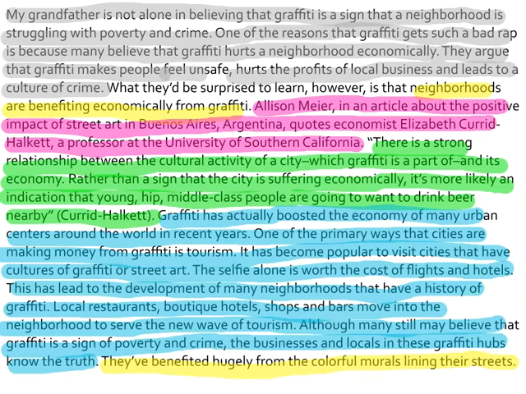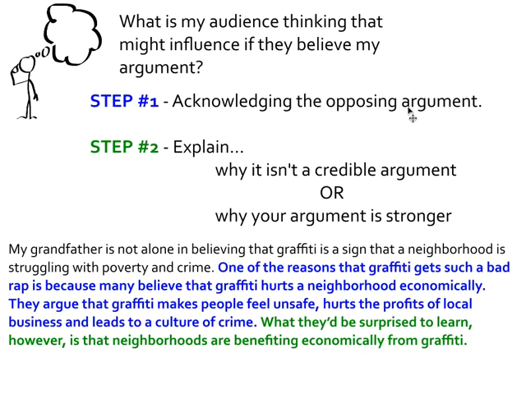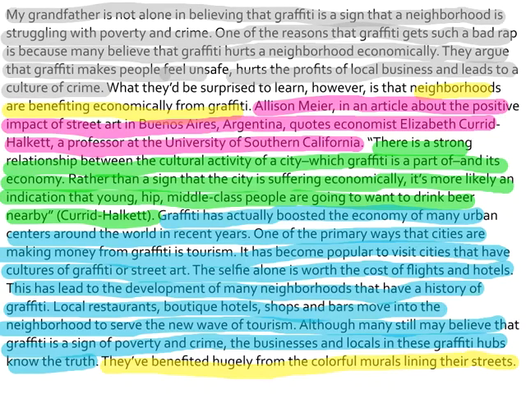So, number 1, I'm going to start by acknowledging the opposing argument, and then I'm going to explain why it isn't a credible argument or why my argument is stronger. So I proved to you that graffiti is not actually a sign that a neighborhood is struggling from poverty and crime. It's actually a sign that a neighborhood is really doing well economically.